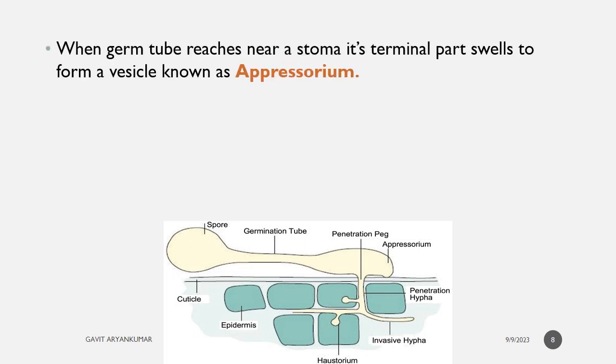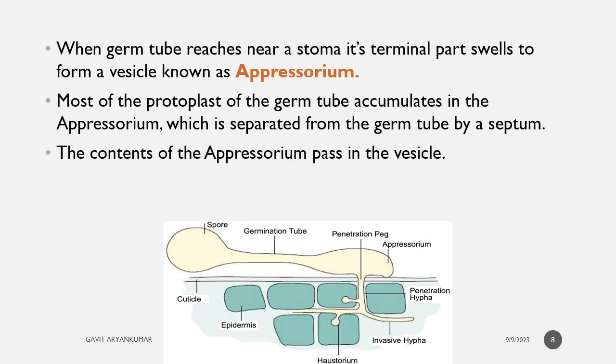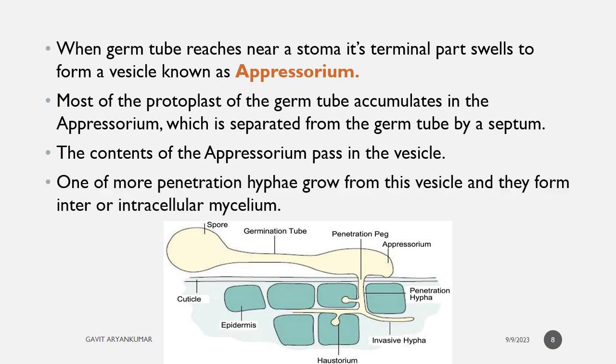When the germ tube reaches near a stoma, its terminal part swells to form a vesicle. This is known as appressorium. Most of the protoplast of the germ tube accumulates in the appressorium, which is separated from the germ tube by a septum. The content of the appressorium passes into the vesicle. One or more penetration hyphae grow from this vesicle and they form inter- or intracellular mycelium.